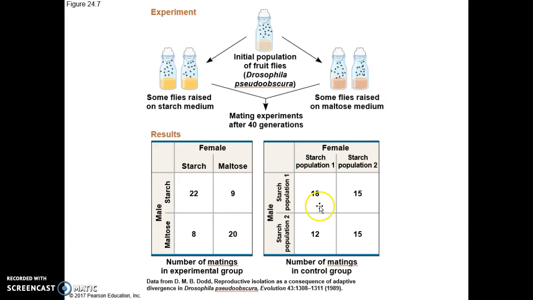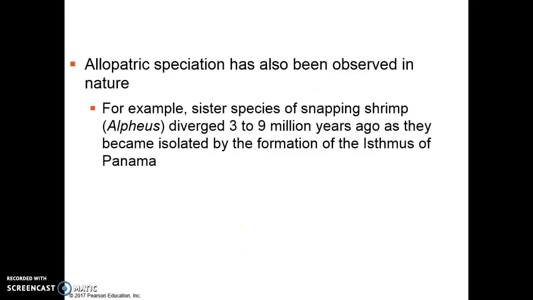And if we look over here in our control group that was not grown in maltose and starch, they were all grown together, we see a pretty equal distribution. We've got a low number, so of course we're going to see fluctuations. We'd have to do a chi-square analysis to be 100% sure whether that's significant or not, but it certainly passes the eye test. It certainly looks like these males and females are finding each other, these males and females are finding each other, and then these guys are what's left.